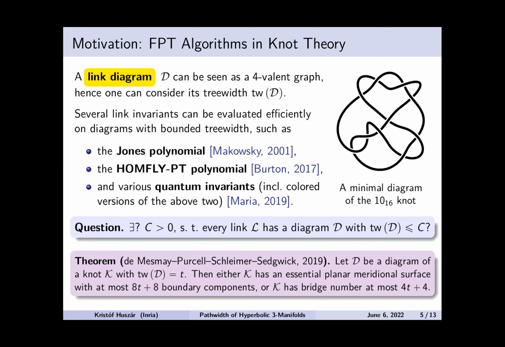And it turns out that this is not the case, as it has been shown by Arnaud de Mesmay, Jessica Purcell, Saul Schleimer, and Eric Sedgwick a few years ago. They established a very interesting relationship between the knot and the treewidth of any diagram of the knot. In particular, this result, which at this point I don't have time to talk more about, establishes a relationship between the topology and the combinatorics of knots, and it in particular implies that certain families of knots, for example torus knots, cannot have diagrams with small treewidth.